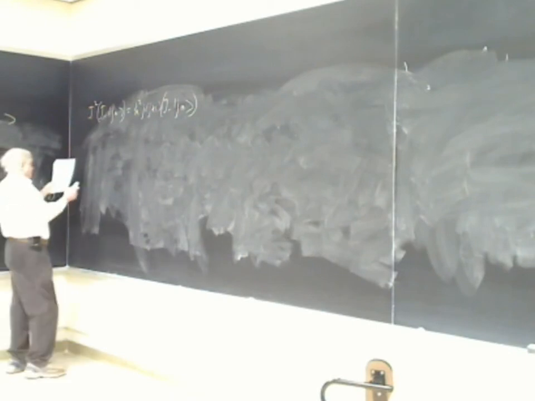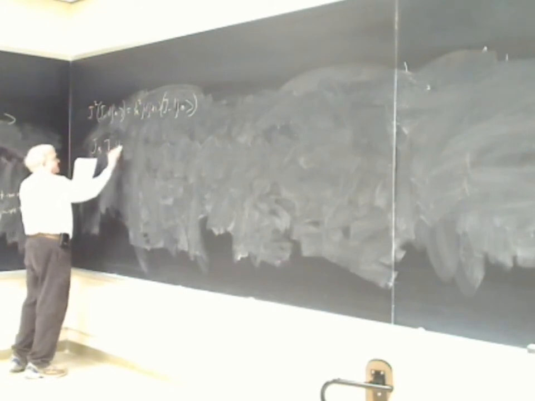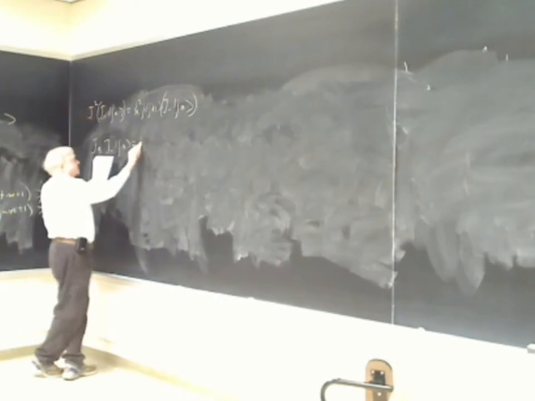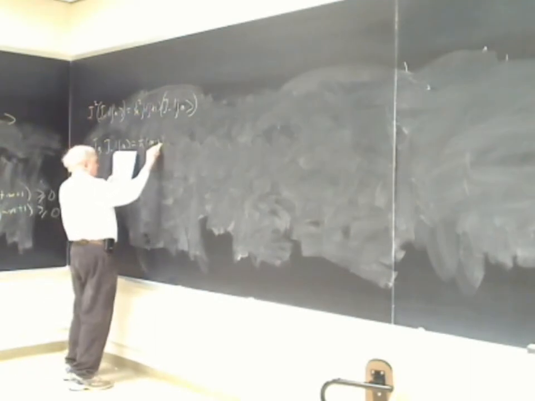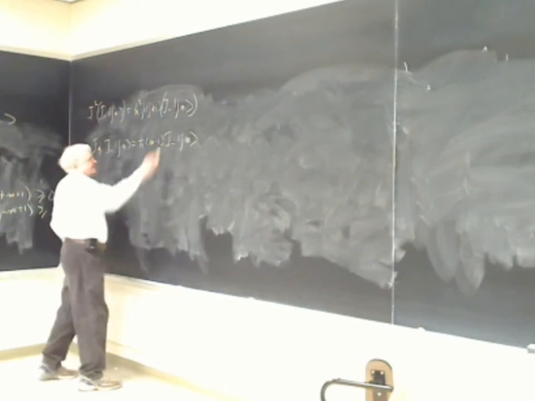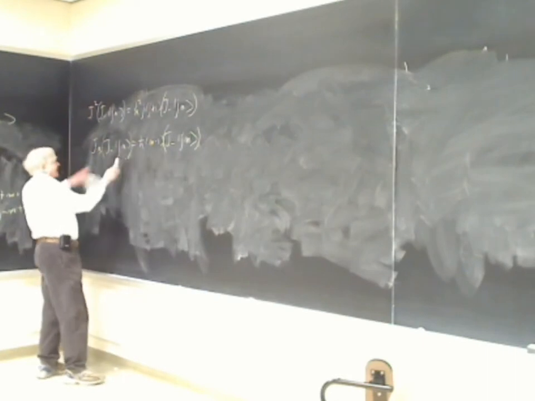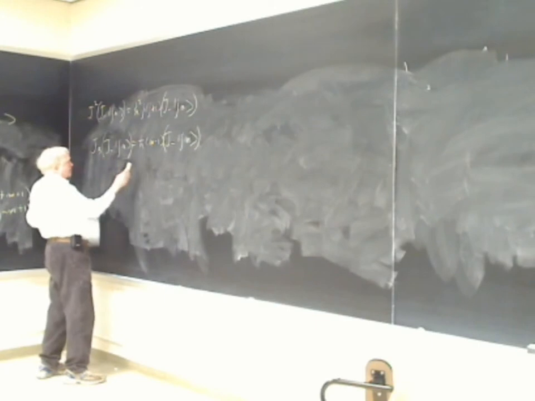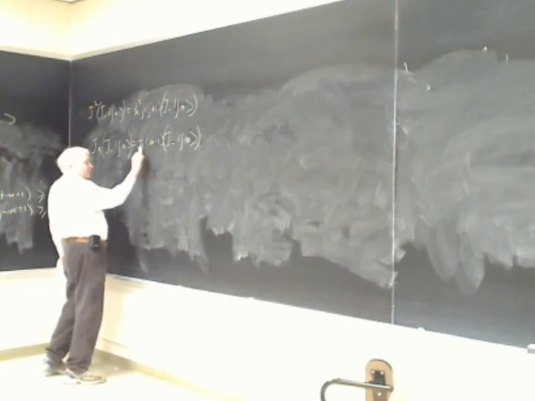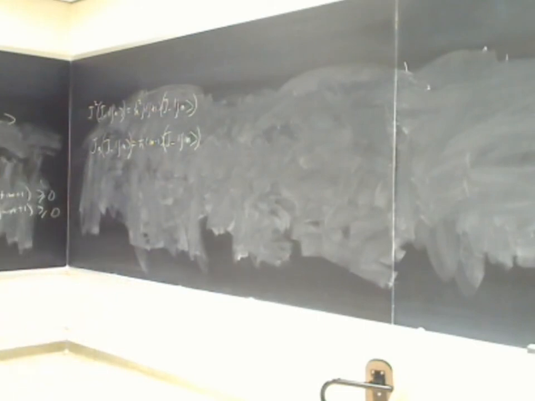We then showed that J3 on J minus JM was equal to ħ(M minus 1) J minus JM. So that tells us that this state J minus JM is an eigenstate of J3, but not with eigenvalue Mħ, but with eigenvalue (M minus 1)ħ. So it's one down. And that's basically the review of last time. Any questions about that?